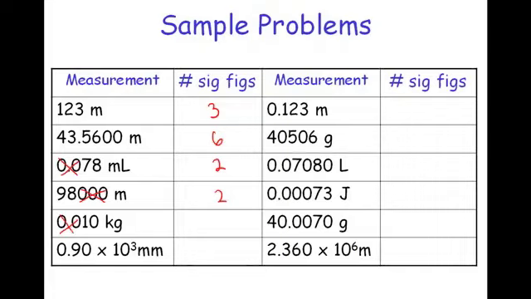Again, leading zeros never count. Trailing zeros only count if there's a decimal, so there's 2. Leading zeros never count. Trailing zeros count only if there's a decimal, so there's 2. Leading zeros never count, so there's 3. Zeros in between numbers are always significant, so there's 5. Leading zeros never count, trailing zeros count if there is a decimal, so there's 4. And this one's a sandwich, or in between numbers, so that always counts. Leading zeros never count, so there are 3.